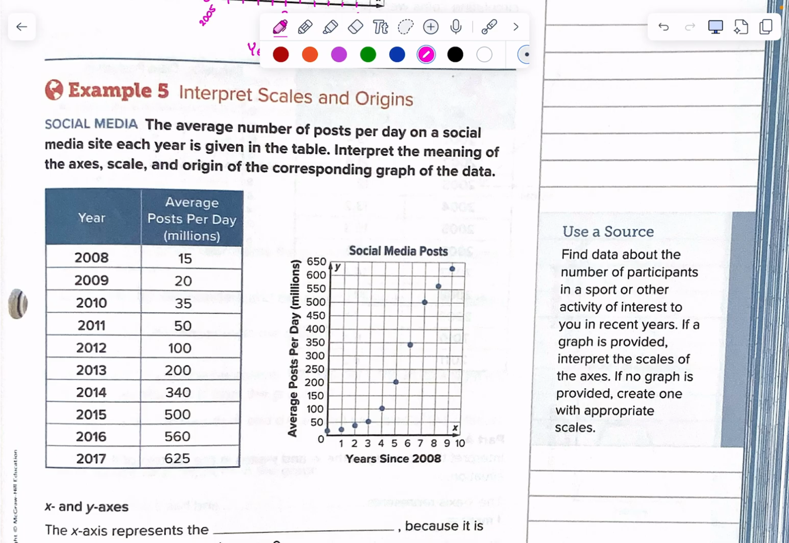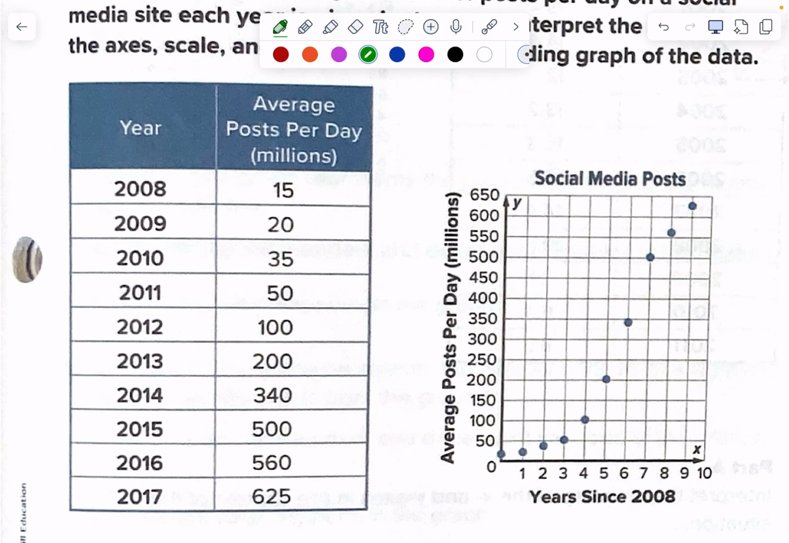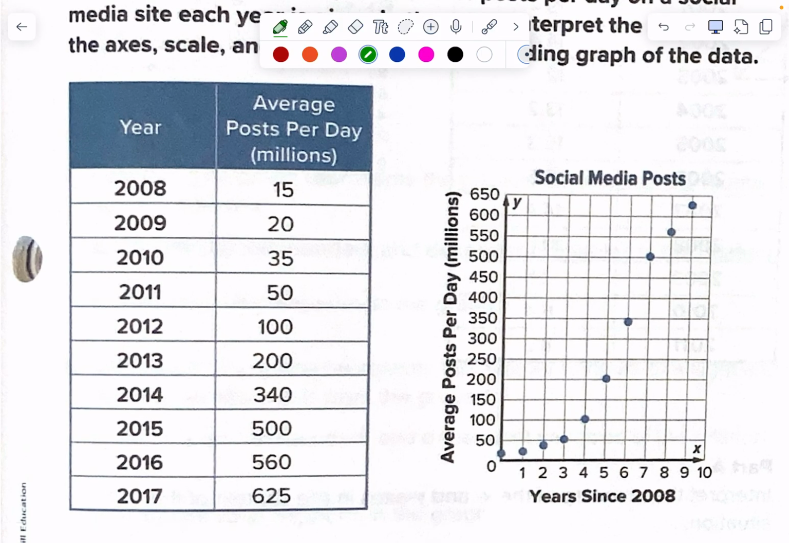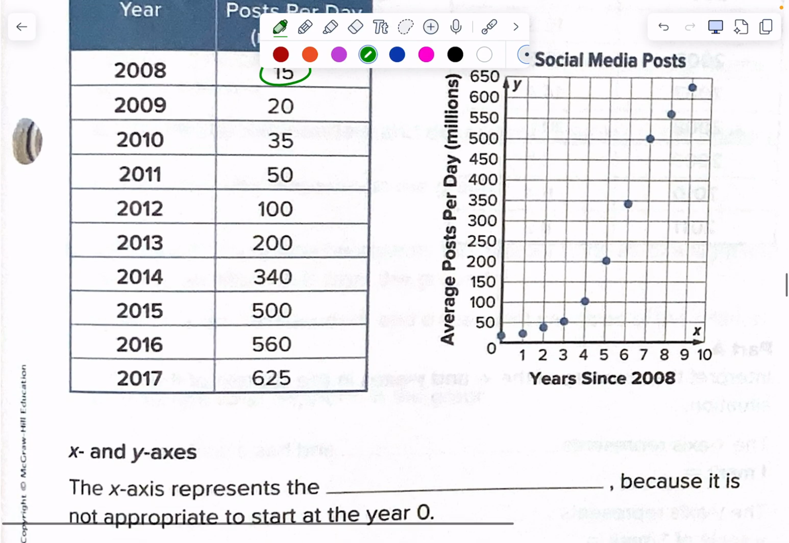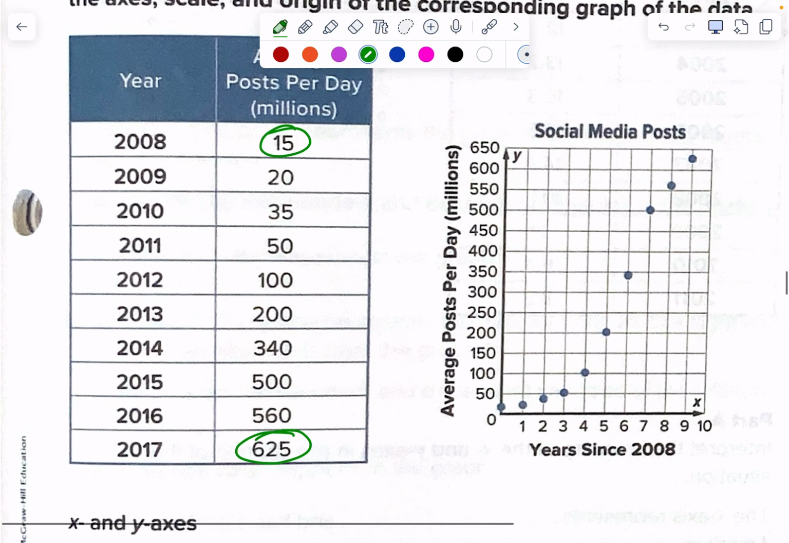Example 5. We'll maybe play it here at the end. Here we go. Okay, example 5. The average number of posts per day on social media sites each year is given in the table. Look at how fast it takes off. 15 million posts per day in 2008. Then we're up to 625 million in 2017, and it's been way more than that since then.